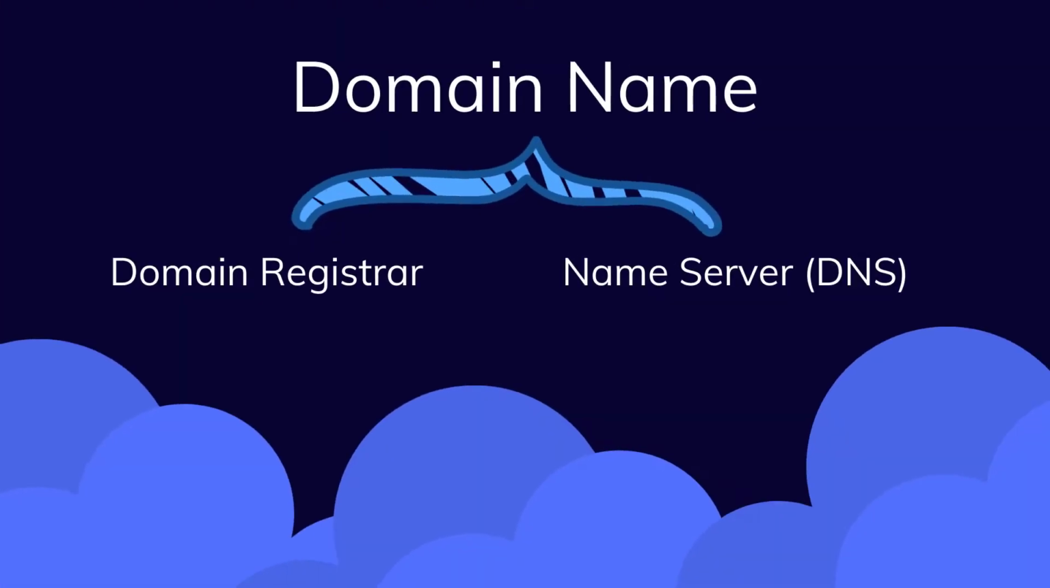Now, what is that which constitutes a domain name? A domain name is made up of two components. One is the registrar and the other is the name server. The registrar is the place from where you buy the domain, and the name server is the place wherein you add the records which are pertaining to your domain name.